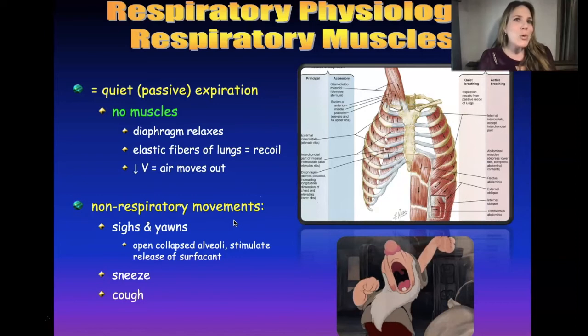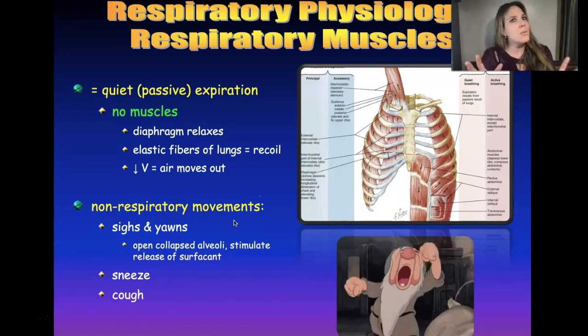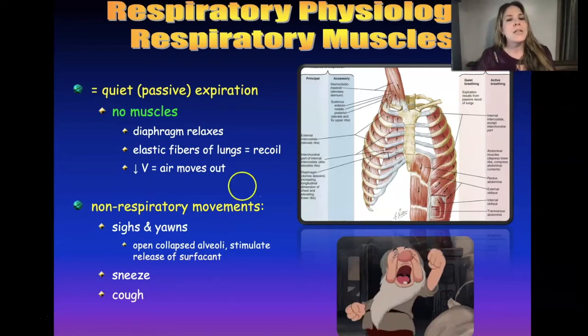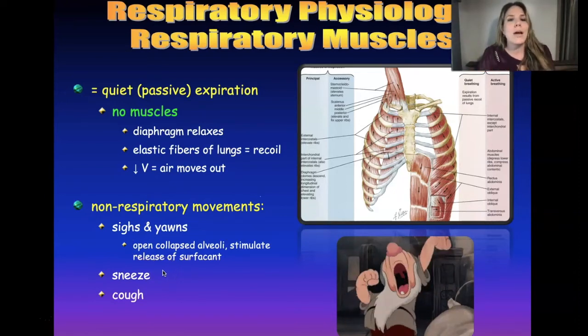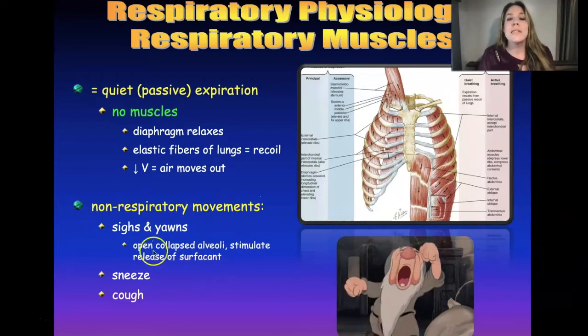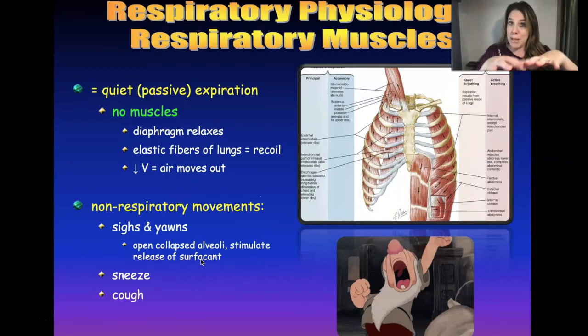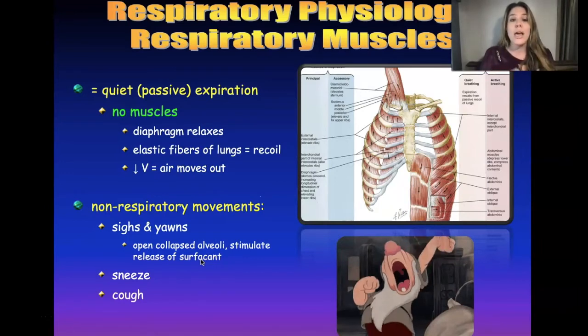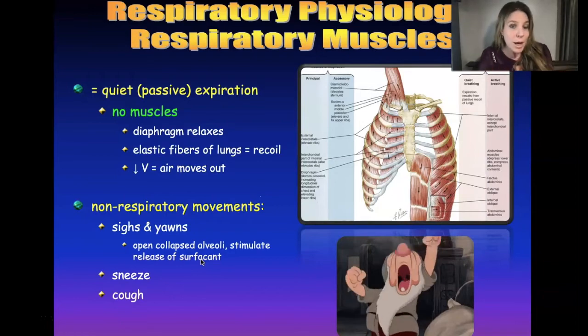So remember, we don't want those alveoli to ever collapse. We always want them to stay open, and when you're sleeping, they're more likely to collapse. So yawns when you get sleepy, when it's bedtime, are going to help increase the amount of air in those alveoli, stimulate the release of something called surfactant that we'll be talking about later, but basically it's the coating around the alveoli, and all of that's going to help to keep those alveoli open at all times so they don't collapse.